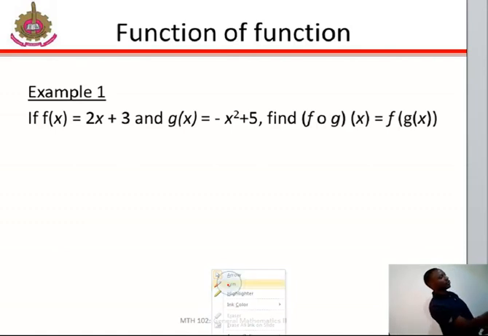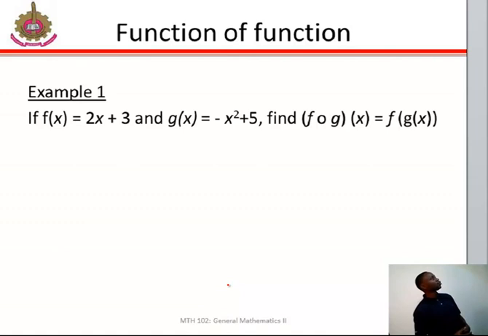Now on your screen, the example says if f of x equals 2x plus 3 and g of x equals minus x squared plus 5, find f compose g of x. As you can see from the screen, in order to solve this easily, you note the first expression that you have, f compose g of x. That means wherever you see x in f of x, you plug in g of x.